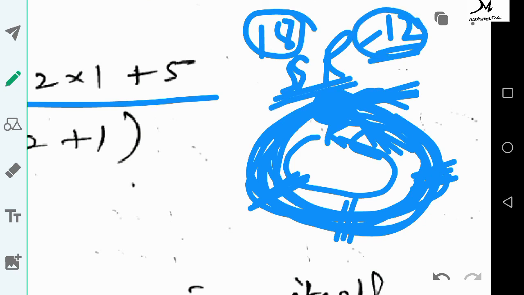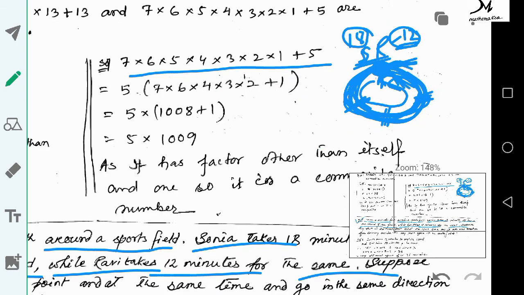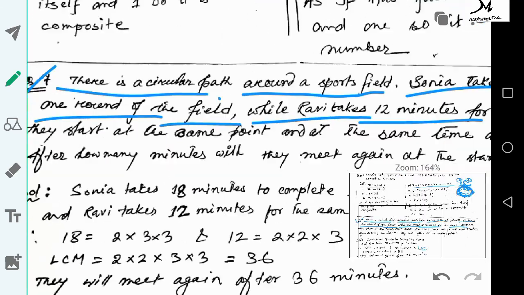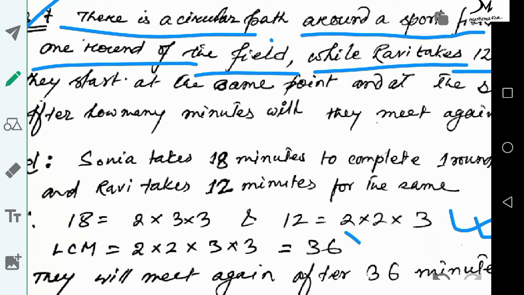So for the first time when they will meet at the starting point, after they start moving from the same point at the same time, that will be the least time, that will be the least common multiple. That's why we need to find the LCM of these two. So I have done prime factorization of 18 and 12 in order to find the LCM. From their prime factorization we have obtained their LCM, which is equal to 36.